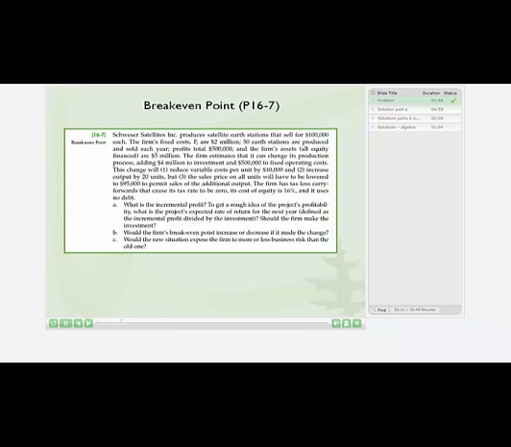Alright, there are 3 requirements to this problem. Requirement A asks us to answer the following questions. What is the incremental profit? To get a rough idea of the project's profitability, what is the project's expected rate of return for the next year, defined as the incremental profit divided by the investment? And should the firm make the investment? B asks us to answer the question, would the firm's break-even point increase or decrease if it made the change? And C asks us to answer the question, would the new situation expose the firm to more or less business risk than the old one?